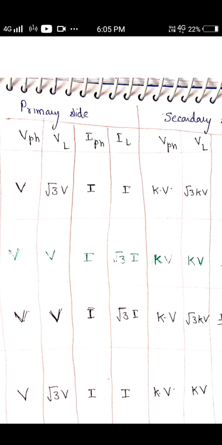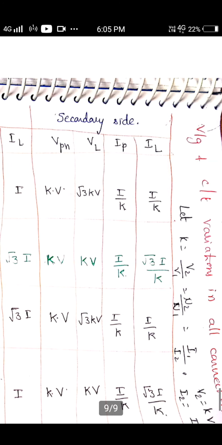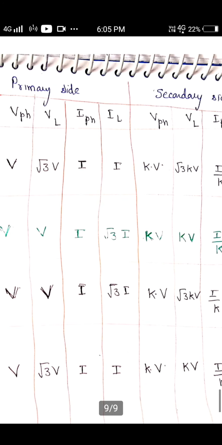Now come to the secondary side. Primary voltage V means secondary voltage is K into V. What connection are we using here? Secondary side star connection. So the line voltage is equal to root 3 times the phase voltage, which is equal to root 3 into K into V. The phase current we assumed as I on the primary side, so the secondary side is I by K. The connection is star connection. The line current is equal to the phase current, again I by K.